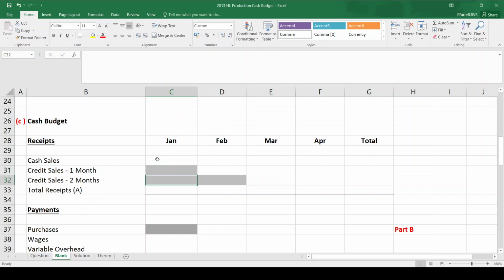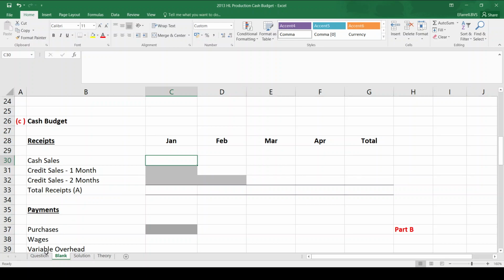There'll be nothing here in credit sales 1 month and 2 months in January, because 1 month before that would be December and the company wasn't set up. 2 months before would have been November and the company wasn't set up. In February, we are not owed any money from 2 months before, as that would have been December and the company wasn't set up, but we are owed money from 1 month before, which is January. So we just need to start filling this in now.